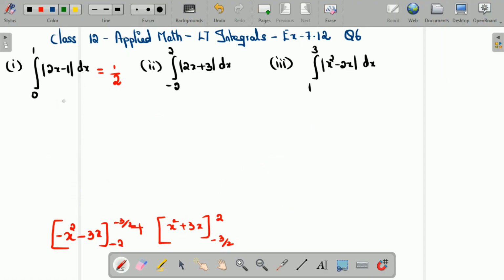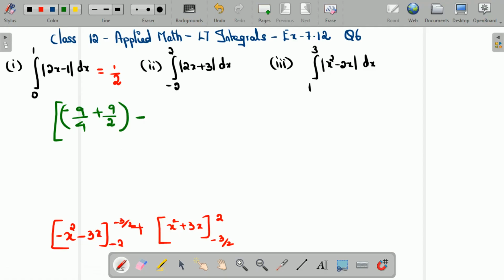For the first integration's upper limit, this is going to be minus of, remember 3 by 2 the whole squared, when you do it, it is going to be 9 by 4. There is a negative sign outside, so this is minus 9 by 4. Now for the next term, minus into minus is plus, 3 into 3 is 9, so this is going to be plus 9 by 2.